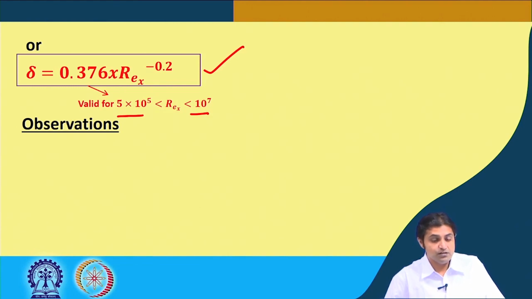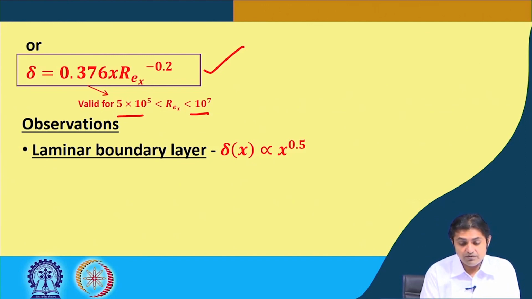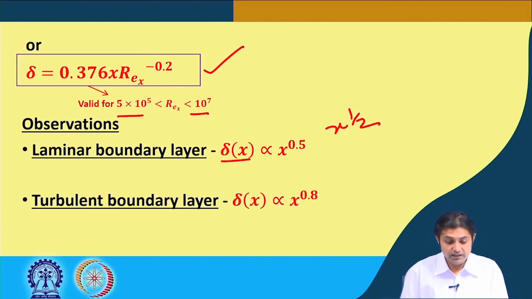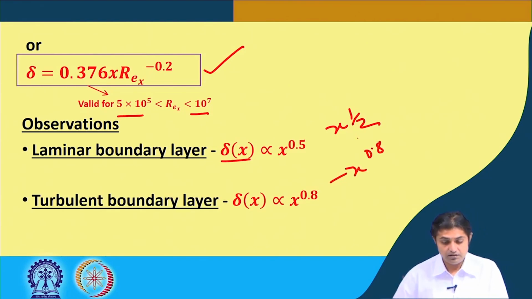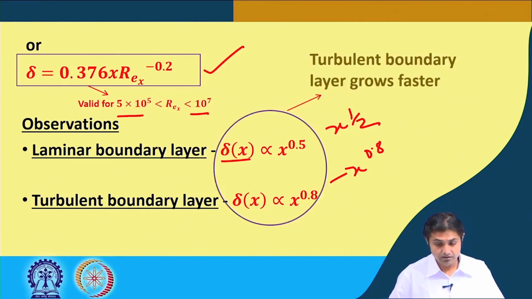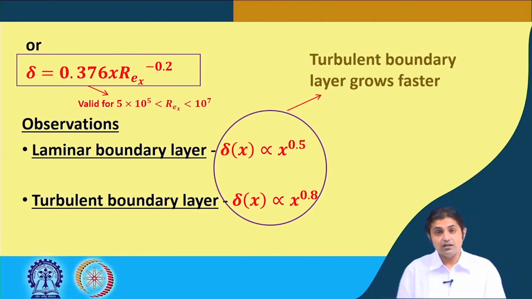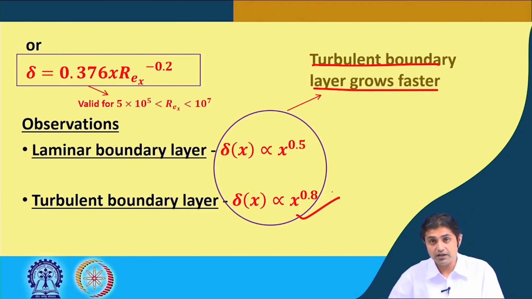Now some observations. If you see, remember the laminar boundary layer delta was a function of x to the power half. For a turbulent boundary layer it is a function of x to the power 0.8. All right. So this means that the turbulent boundary layer grows faster. You see, it grows as x to the power 0.8, and this grows at x to the power 0.5.